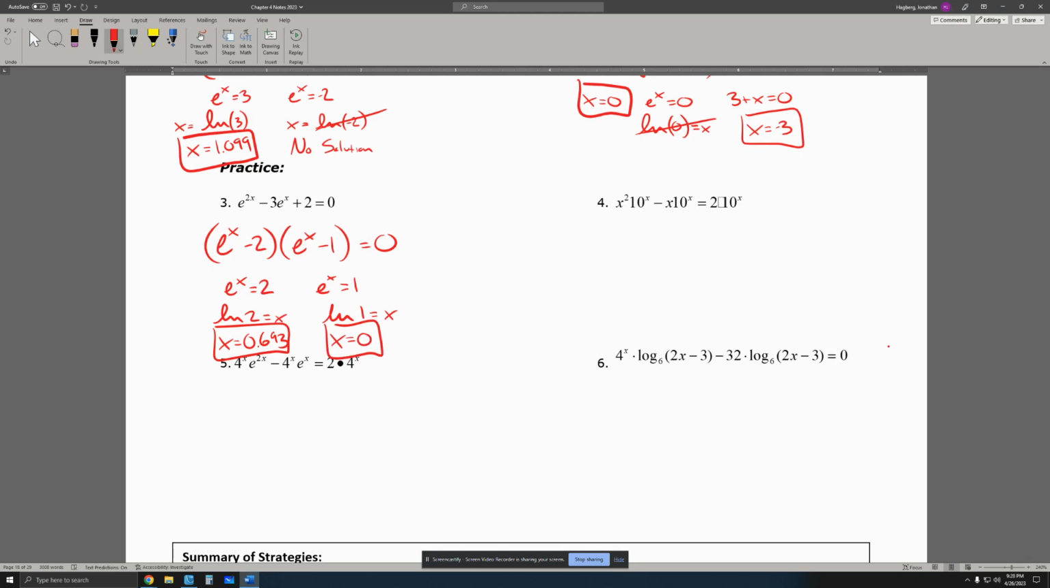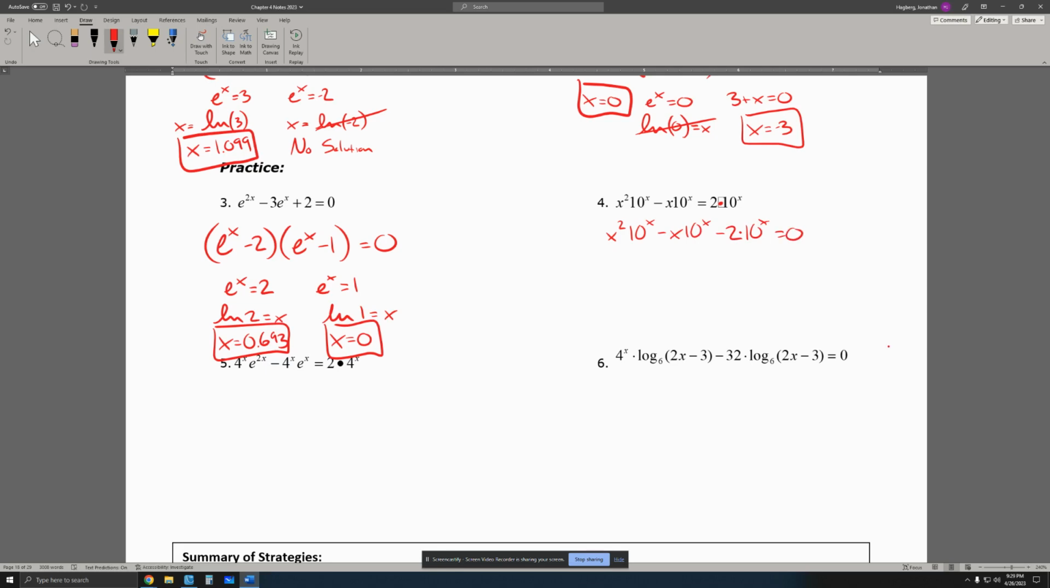This is multiplication here, this symbol here. So this is saying 2 times 10 to the x. First thing we're going to do is get this equal to 0. So I'm going to subtract that quantity, 2 times 10 to the x. Okay. So what we have is x squared 10^x - x 10^x - 2 times 10^x, and this is equal to 0.